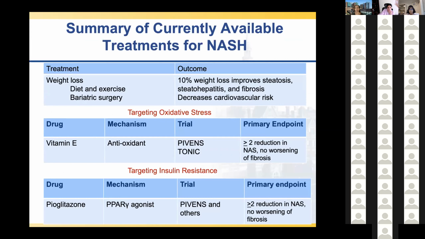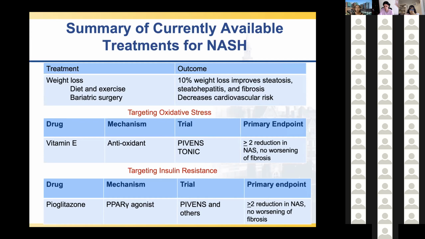And so this is the backbone of therapy. This is often hard for patients to achieve. And we'll discuss briefly how we're trying to come up with more innovative ways to help patients achieve weight loss goals. Then we have treatments targeting the oxidative stress, which is just another step in the pathogenesis.